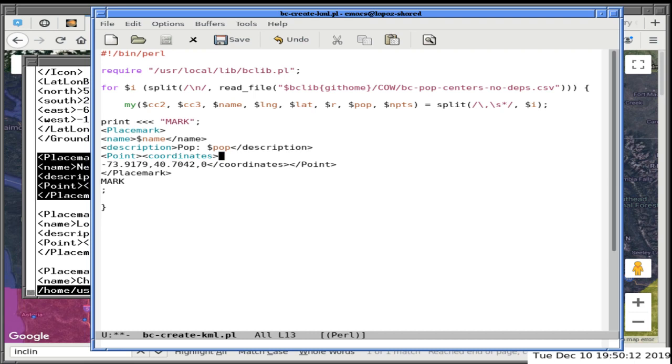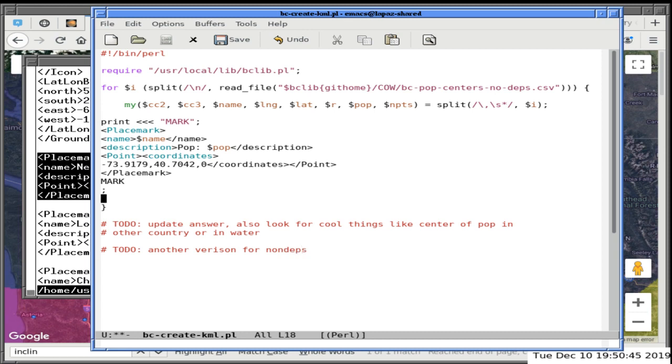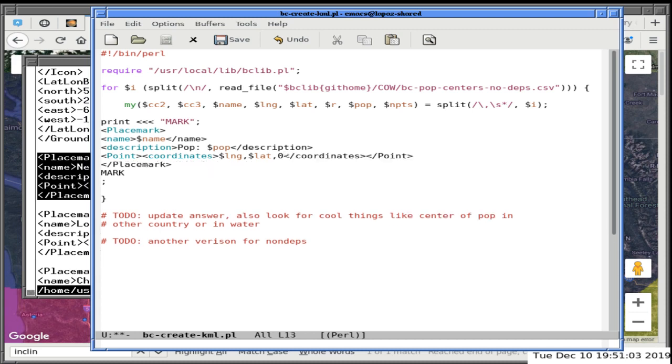Now, by printing this KML file, we will also need to put a to-do here. Update answer. Also look for cool things like center of pop in other country or in water. Because we're looking at the center of the population, which is a theoretical point, it could end up in a really silly place for a given country. And then we could probably do another version for non-depths. And I'm almost tempted here to put a web link to the Wikipedia page for this, but again, way too much. So it's going to be long. The zero just means not at elevation level, not above the Earth.